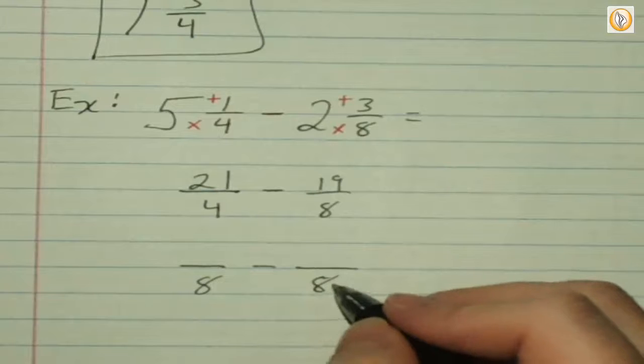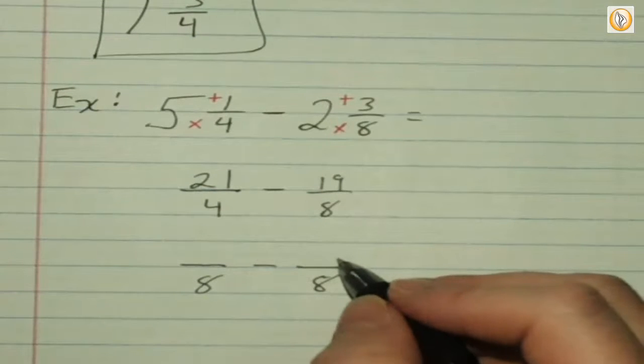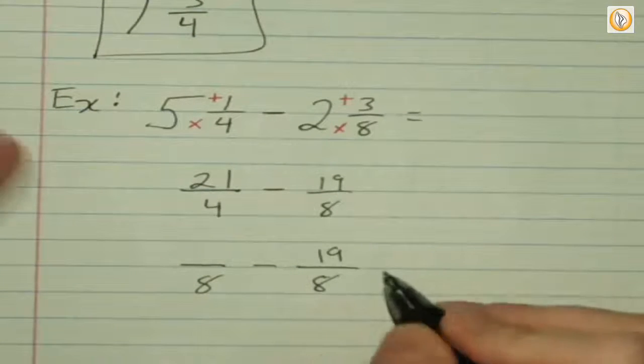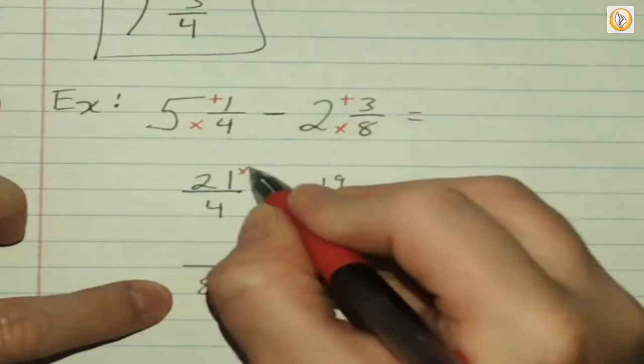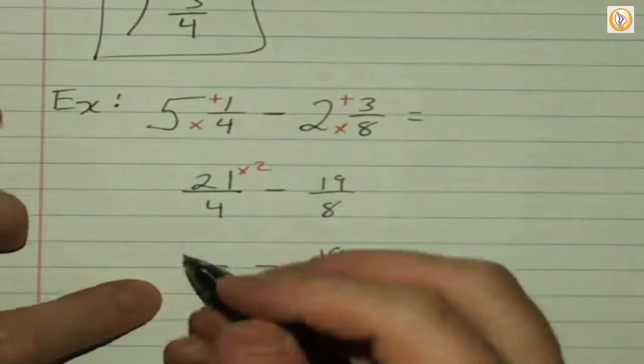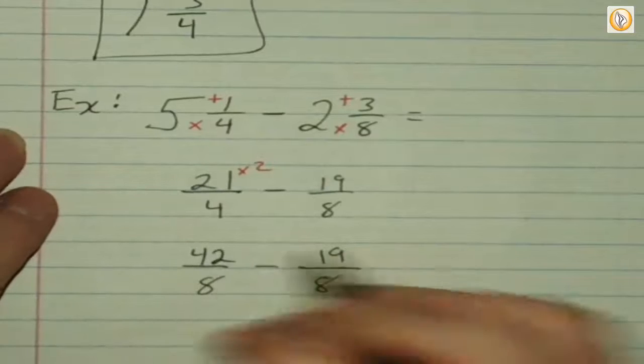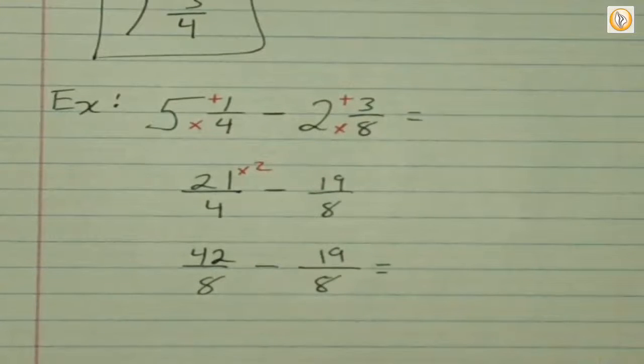Okay, so we didn't change the denominator here, so do we have to change the numerator here? Yeah. But we did here. 4 goes into 8 how many times? 2. 21 times 2 is? 42. All right, so now we subtract.